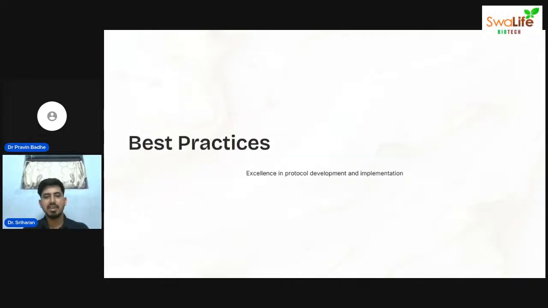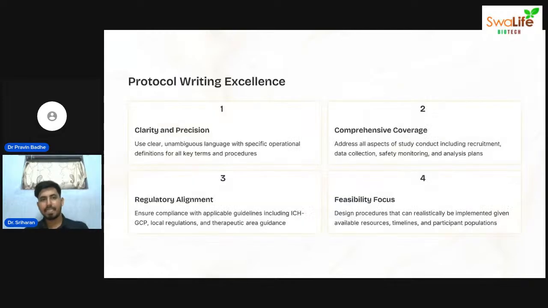Best practices in protocol development. This is protocol writing excellence. We want to write in a clear and precise manner. Your writing should be in unambiguous language. It should be simple and give clarity to the reviewer. Over-elaborate or over-expressive wording misleads the trial and also confuses the reviewer. So clarity and precision are the most important.